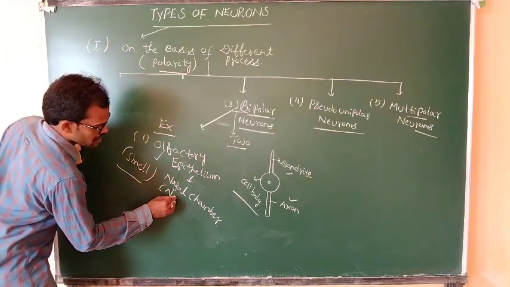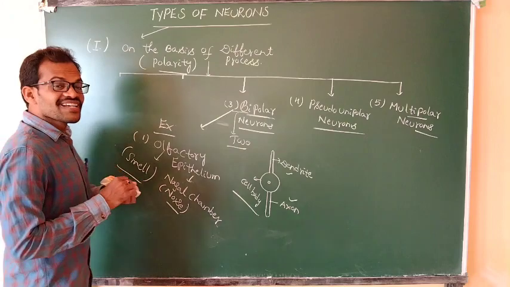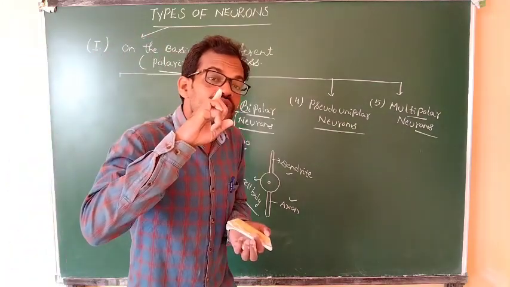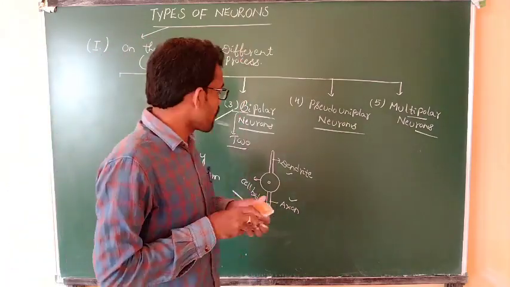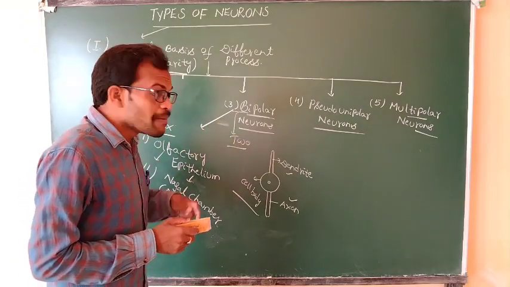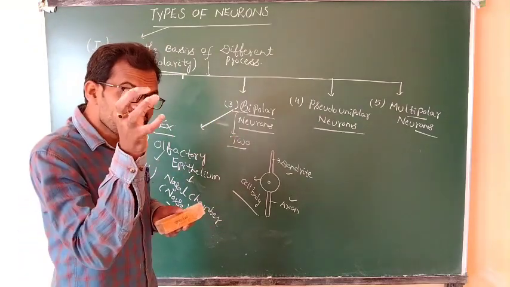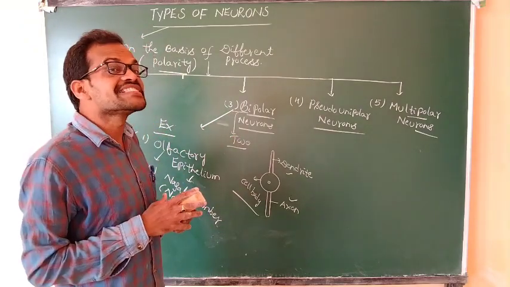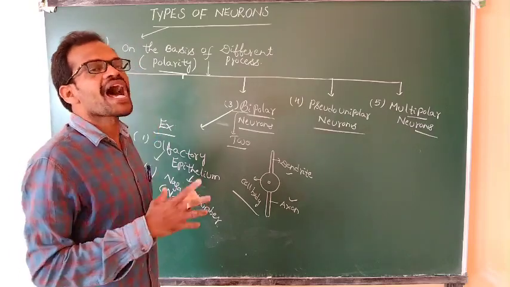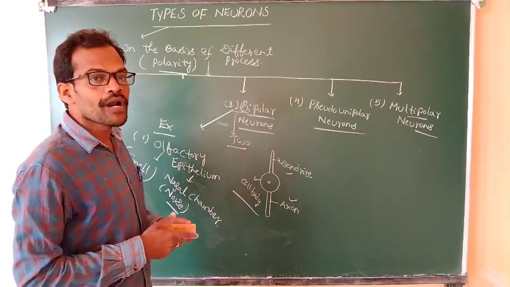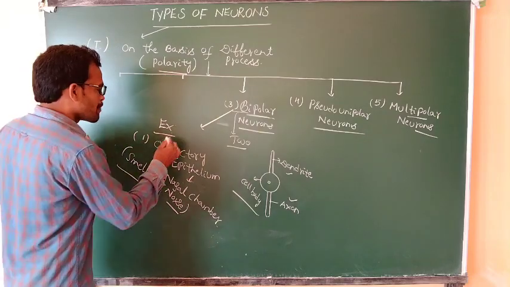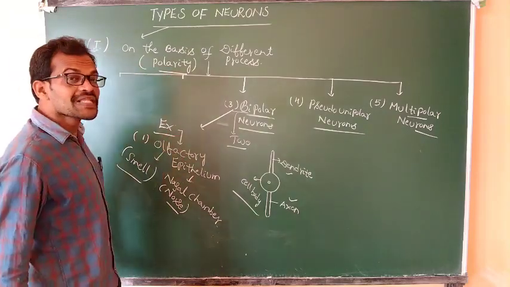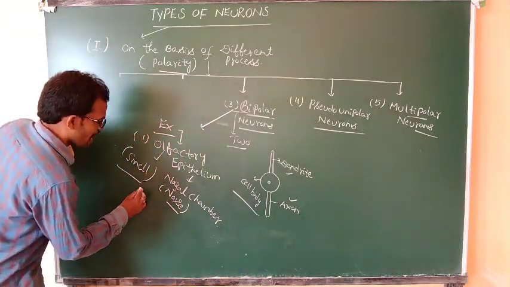The nasal chamber means it is located in the nose. The olfactory epithelium is present in the nose. This olfactory epithelium consists of these bipolar neurons. These bipolar neurons receive smell. They identify the smell, whether the smell is bad or good. What is the location of the bipolar neurons? Olfactory epithelium and also the retina of the eye.